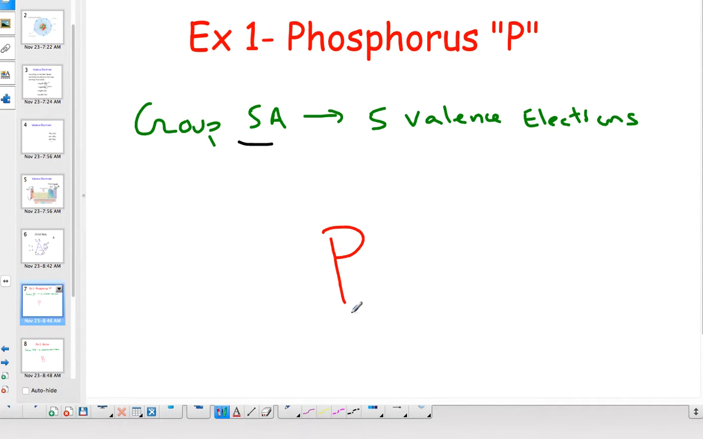Now, sometimes books have you put them in as little X's. If you feel comfortable with X's, that's okay. Most of the time, they like to put them in with dots. So let's go ahead and put in 5. So here's how we do it. There's 1, 2, 3, 4, and 5. So we pair it up. So we ended up with 1 pair here and 3 singletons. And that's going to tell us a lot about who it's going to want to make ionic bonds with.